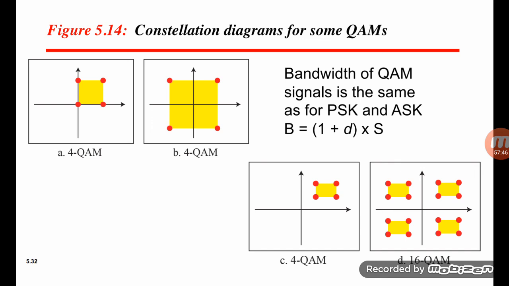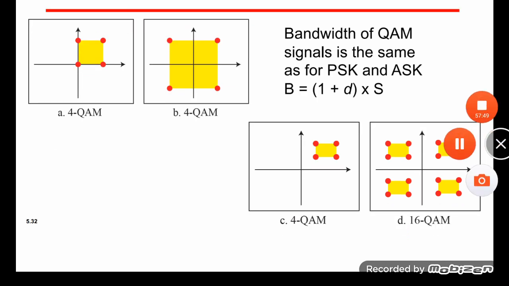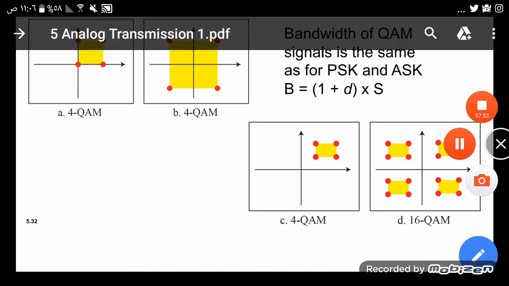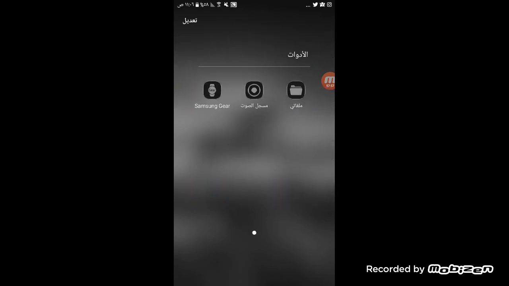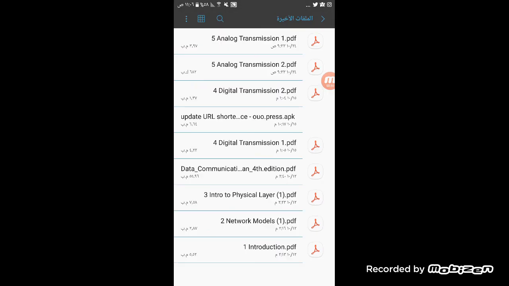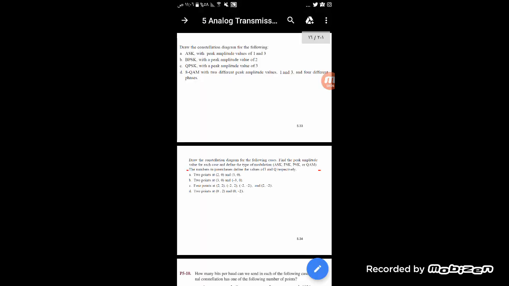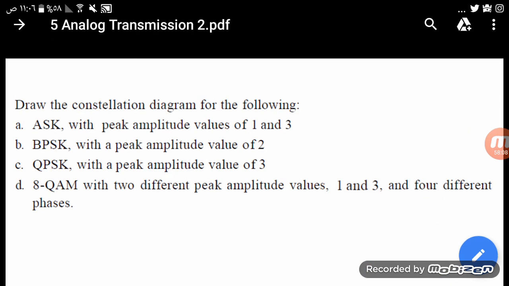Okay, now let's solve the problems. Draw the constellation diagram for the following. So he's giving you some situations. I'll solve the first one and then you'll solve the rest 3. He's saying you draw it just like you saw those dots. Try to draw it as clean as possible, and it should show whether the amplitude is changing or the phase is changing.